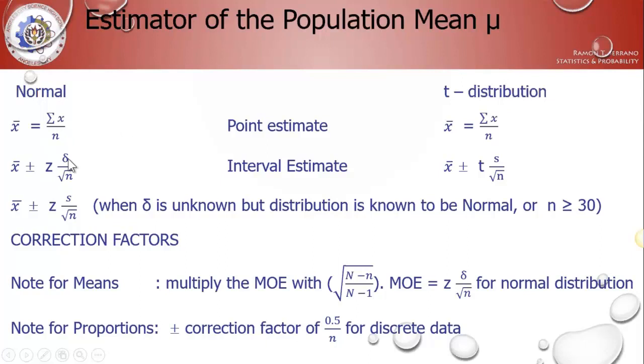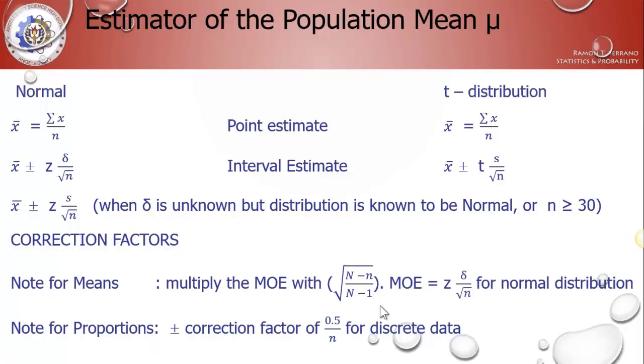And you will have sigma if it's given sa normal and sample standard deviation for t distribution for using the t, no? And we know that when sigma is unknown but distribution is known to be normal, we can still, or sample size is 30, we can still use the normal distribution or the z table. Meron tayong correction factors for the means, okay, and the proportion.